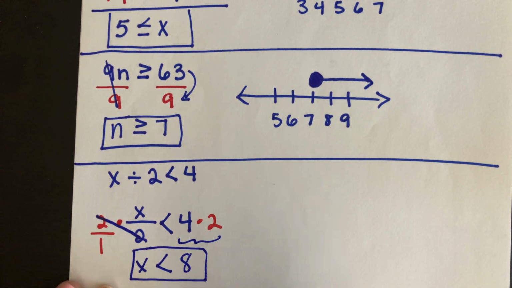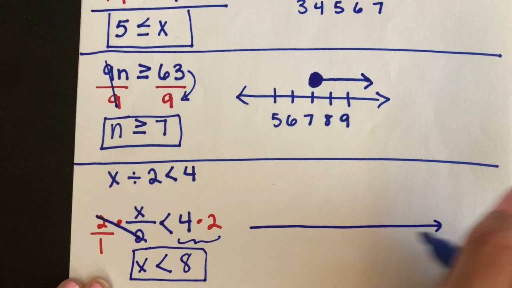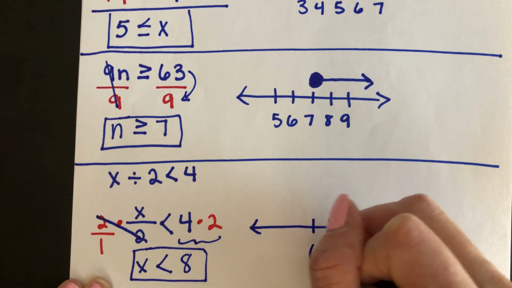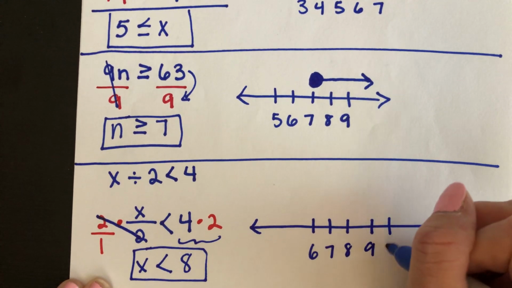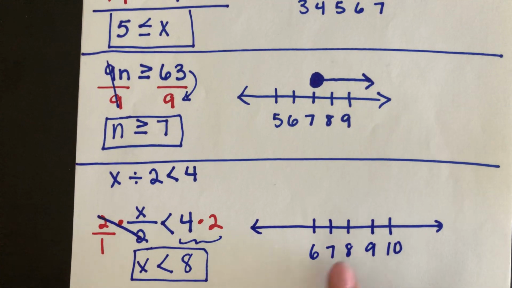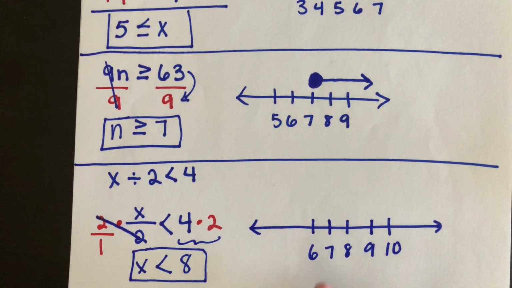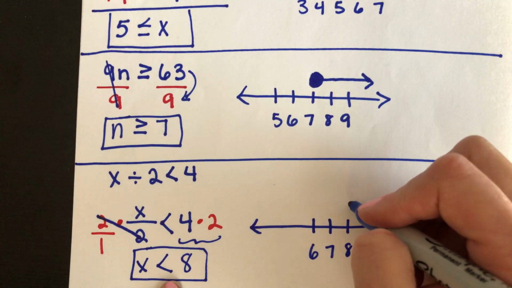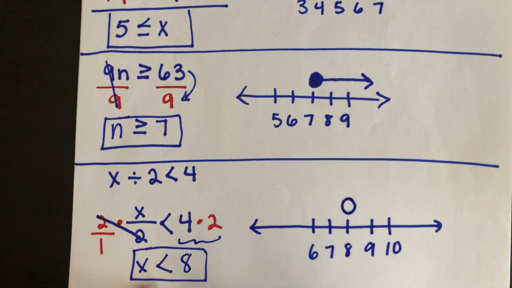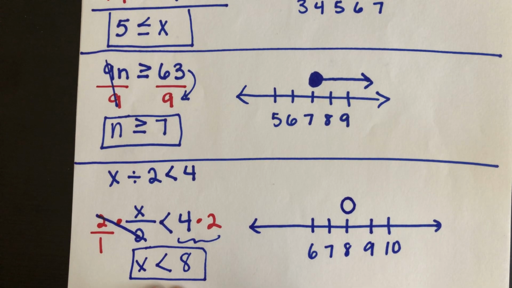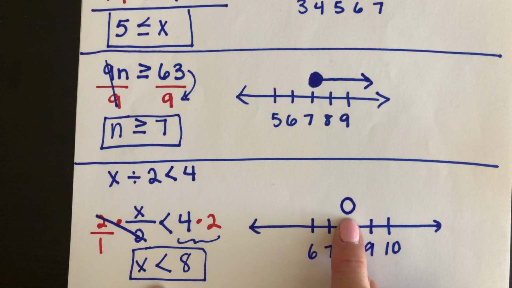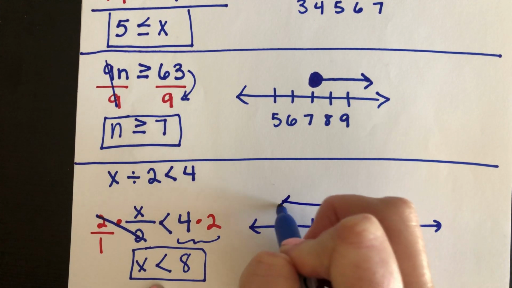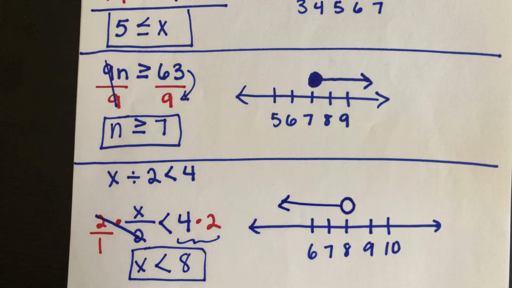x is less than 8, so I must graph my solution. I just drew a line, put 5 slashes, 6, 7, 8, 9, 10, because 8 is the number I'm working with. So I'm going to put a circle above 8. Now it's just x is less than, it's not equal to, so I'm going to leave it open. x is less than 8, so less, we get smaller, it goes to the left.